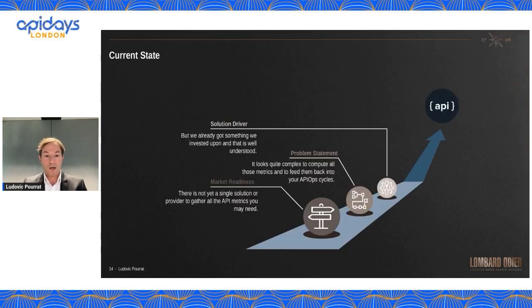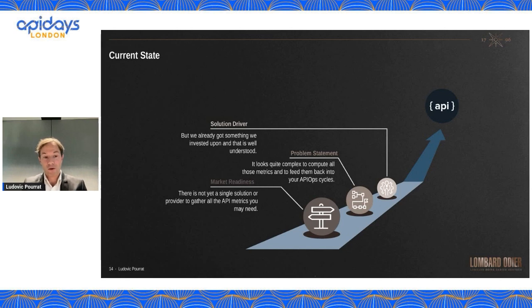So we described the kind of metrics you can fetch, and we see that there are many sources. So let me talk about the API specification overlay. If we start from the market readiness, we see that there is not yet a single product that can provide and gather all the API metrics you may need. And the problem is that you may need to fetch those from multiple sources, and it may then be difficult to feed that back into the APIOps lifecycle.